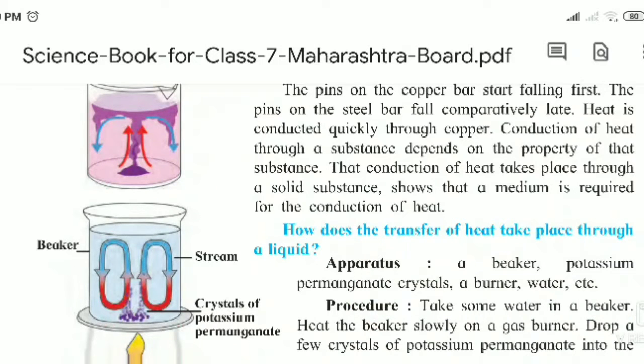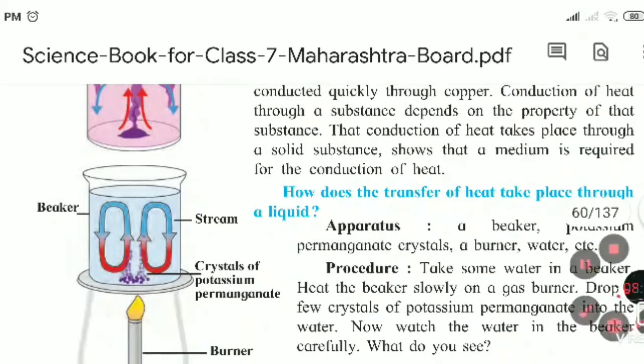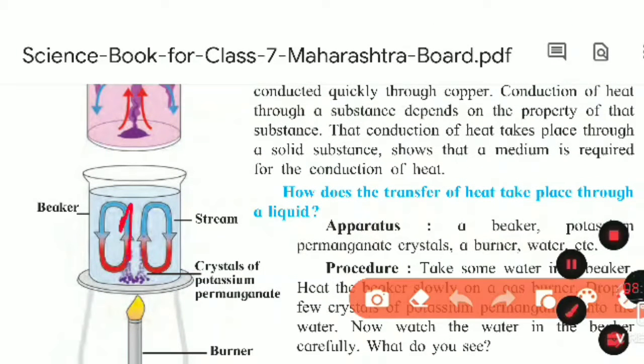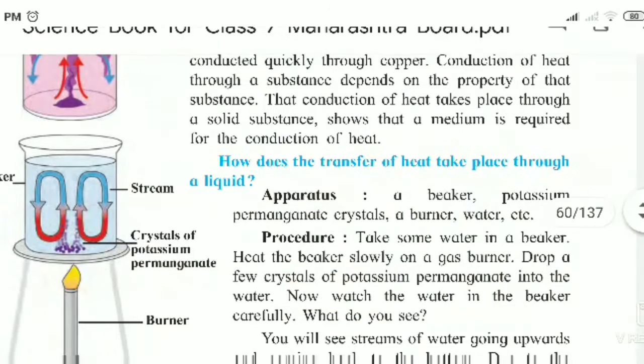So why does this happen? When we provide heat, the water that first comes in contact with the heat becomes hot, and as you know, the density of hot water is less than the density of cold water. So this water moves upward, and the cold water comes downward, and that direction is shown by the color of the potassium permanganate crystals.